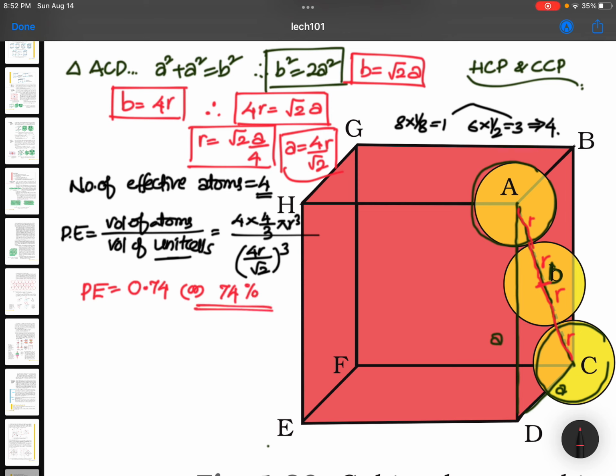74% is much better than body center as well as simple cube. In simple cube it is 52.4, in body center it is 68%, and this is the most efficient packing.